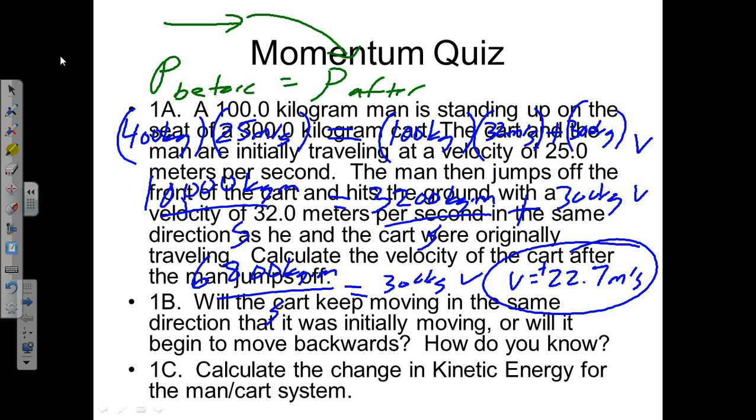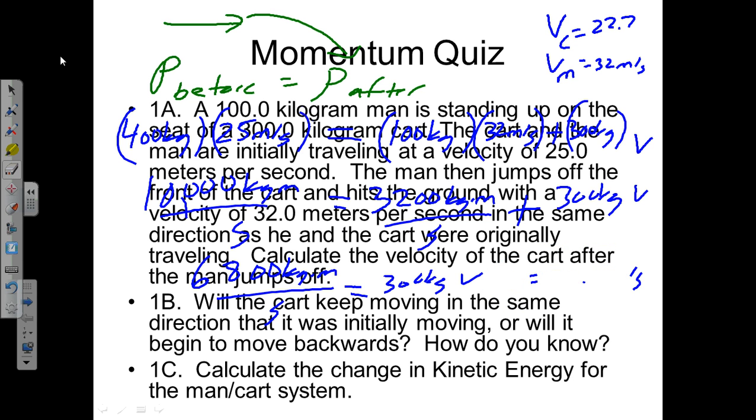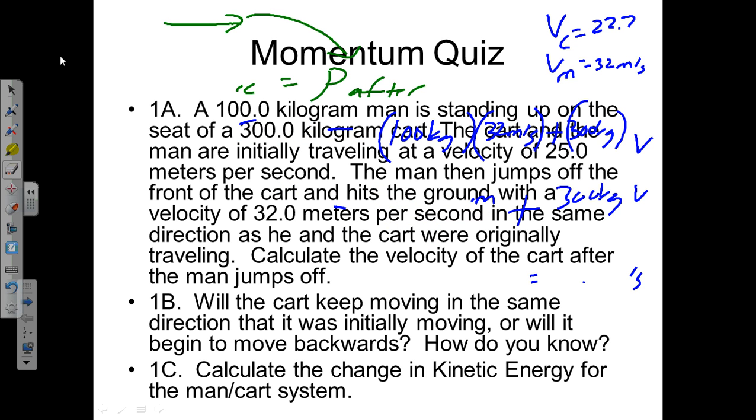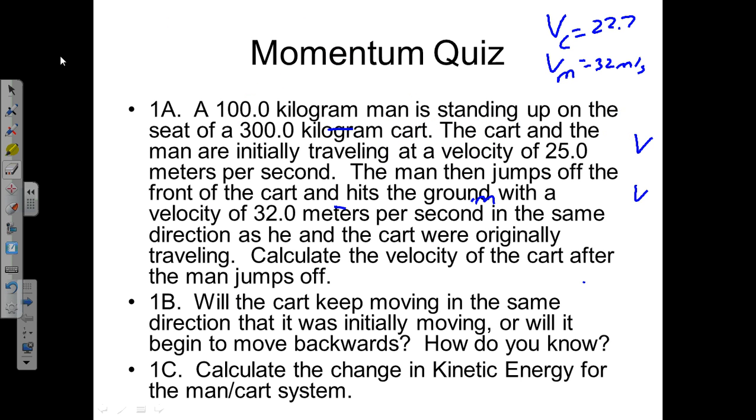If we want to do C, calculate the change in kinetic energy for the system. Let's write down our velocity numbers for a second. Our cart at the end of this problem, we'll say velocity of cart is 22.7. The velocity of the man at the end of this problem was 32 meters per second. Remember that when we want to find the change in anything, we usually take the final minus the initial. Also remember that to calculate kinetic energy, we're going to use the formula 1/2 mass times velocity squared.